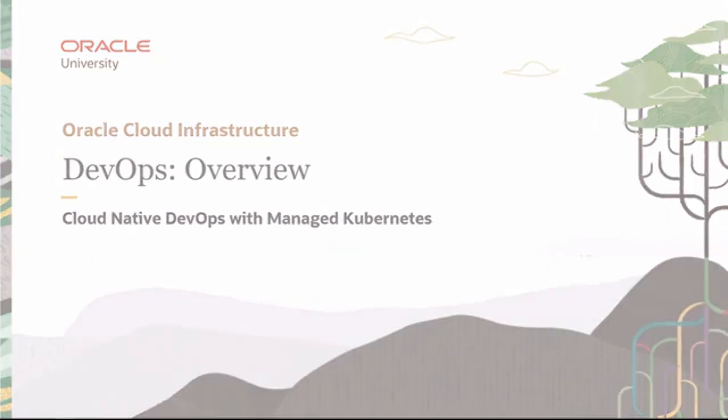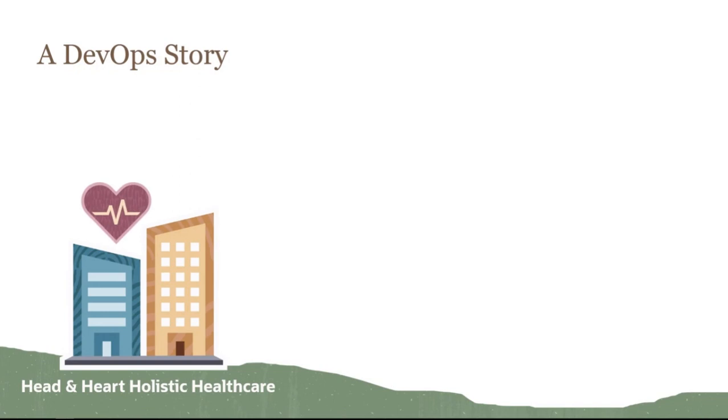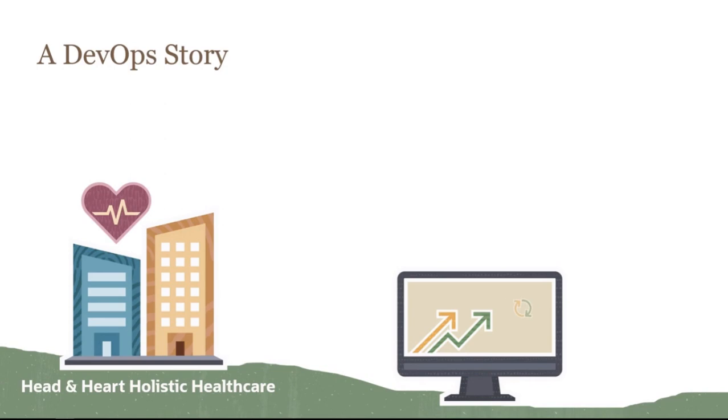So let's get started. Let's try to understand DevOps through a story. Head and Heart Holistic Healthcare is a mid-sized business that develops healthcare and wellness software applications. During the COVID pandemic, their business skyrocketed and they are being challenged to scale their development and operations very rapidly.